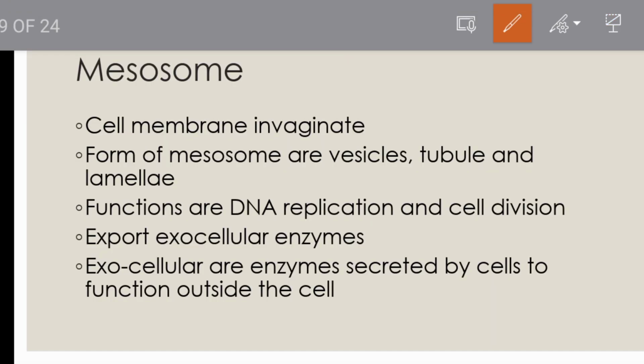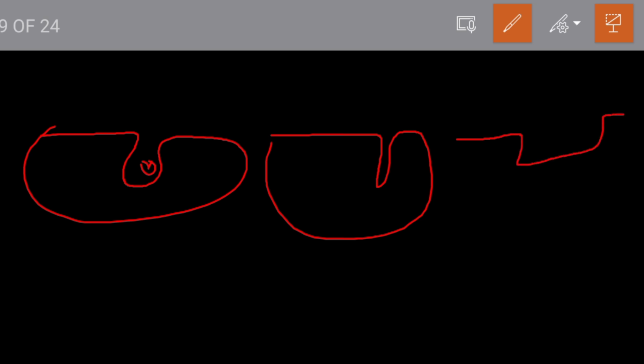Forms of mesosome are vesicle, tubule and lamella. When the bacteria cell forms mesosome in this structure, this is called vesicle form. When mesosome of a bacteria cell is in this form, this is called tubular structure. And when mesosome of a bacterial cell is in this form, this is called lamellar structure.